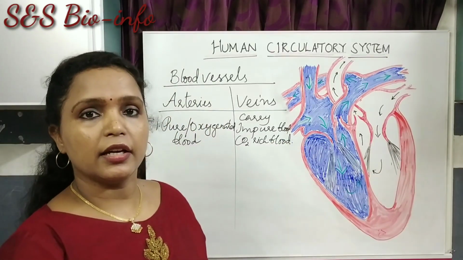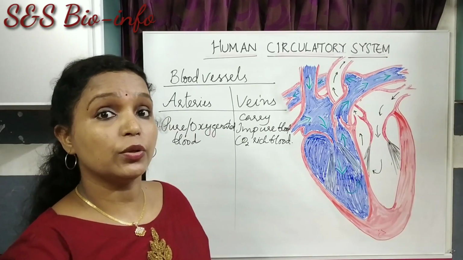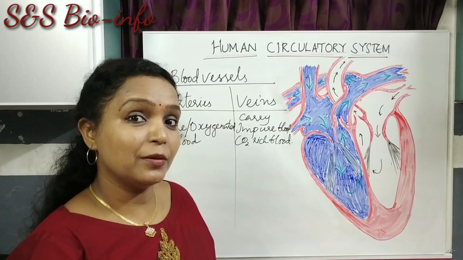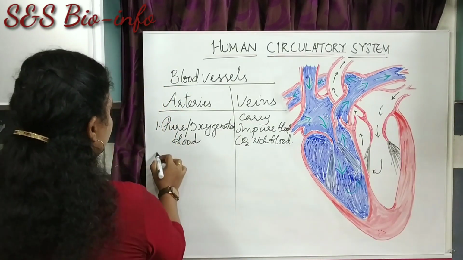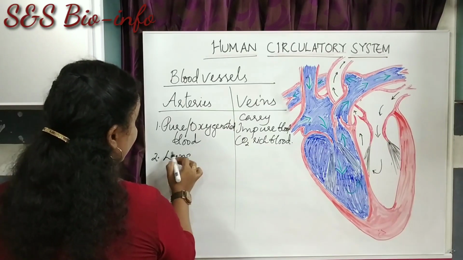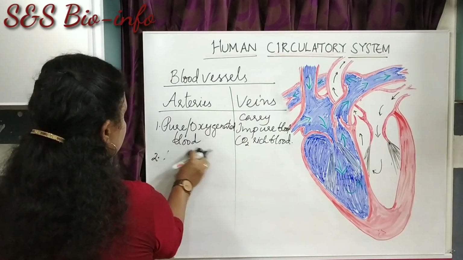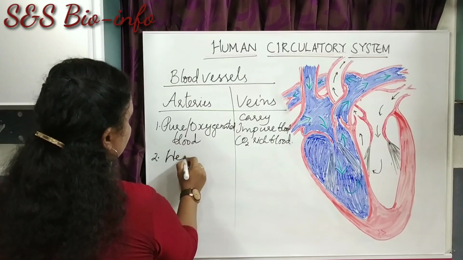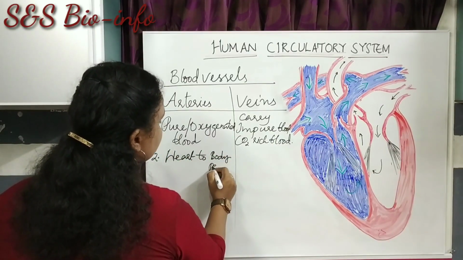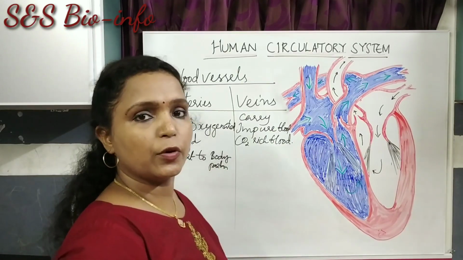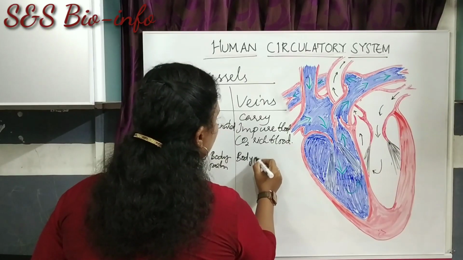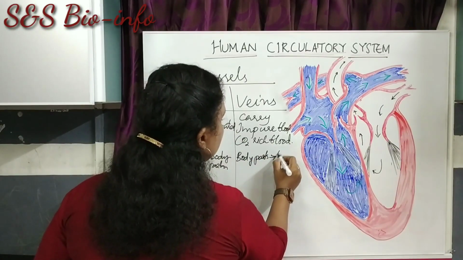So arteries carry the blood always from the heart to different parts, while the veins carry the blood from body parts to heart. So second difference, they transfer blood from the lungs to the heart to body parts, while the veins transport the impure blood from body parts to heart.